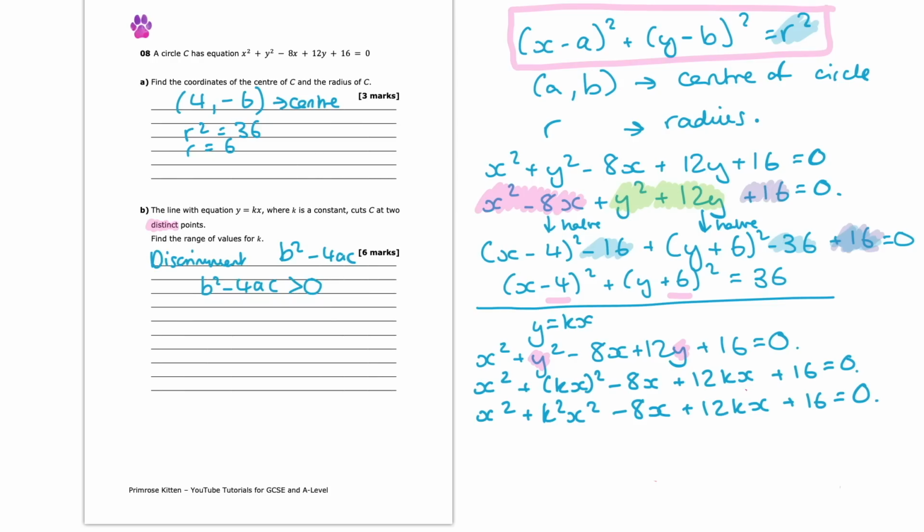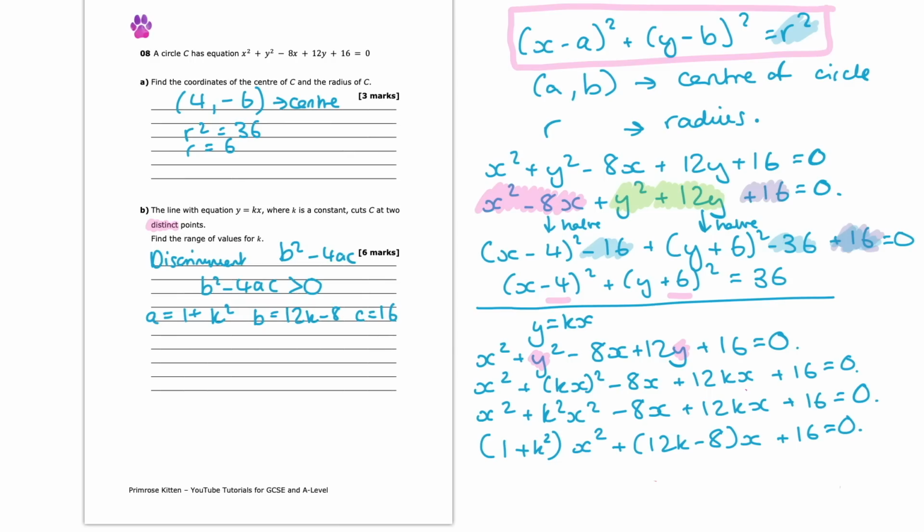So let's factorise them. We will get (1 plus k squared)x squared plus (12k minus 8)x plus 16 equals 0. Thinking back to the discriminant, A in that case is 1 plus k squared, B would be 12k minus 8, and our C would be 16. So now what we want to do is substitute these values into our discriminant.